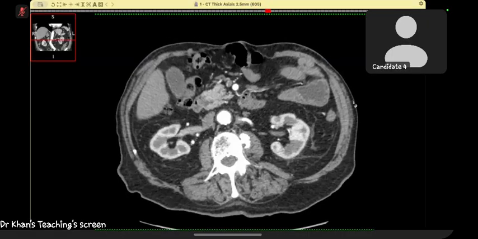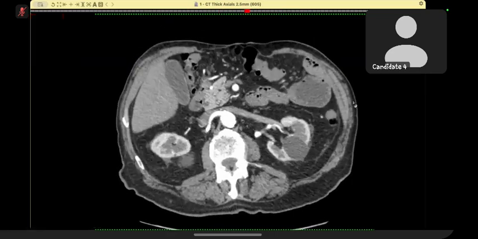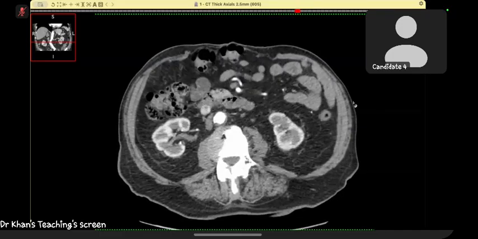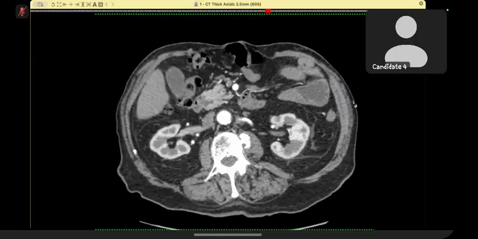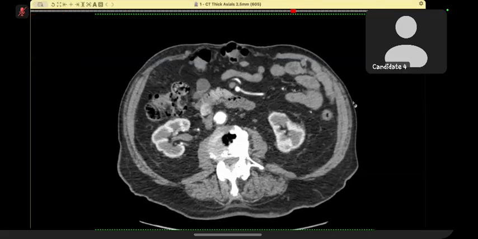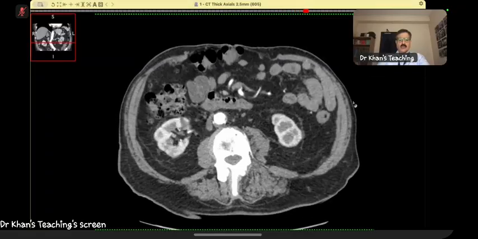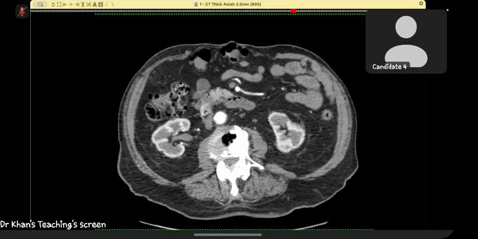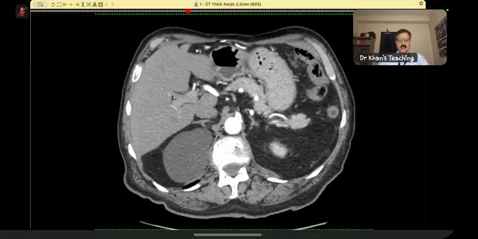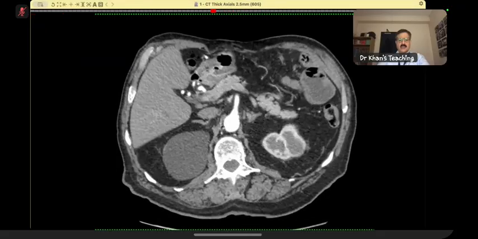In the region of the pancreas, there is an enhancing structure seen in the region of the pancreatic head, likely in the uncinate process. Can you point it out to me? Yes, it is. Is this the uncinate process? Your finding is correct, but is it the uncinate process?